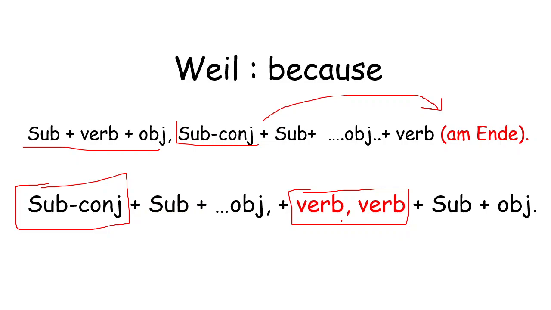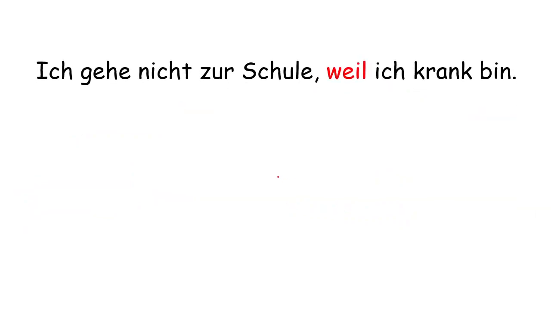Let's see some examples, like: Ich gehe nicht zur Schule. The first sentence: subject, verb, and object. Ich gehe nicht zur Schule. I don't go to school. Weil is a subordinate conjunction. Weil ich krank bin, because I am ill.